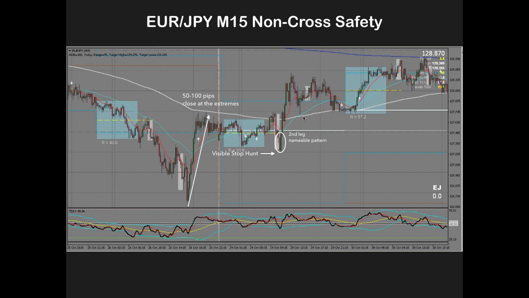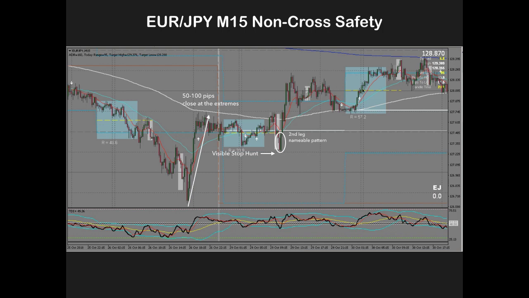Okay, now you'll notice that move causes the 5200 to cross. We did not get that 5200 cross earlier, right? This is an example of a non-cross safety. So the EMAs cross after this safety move. Okay, and then here is where you get the W off the 200. Okay, and then another continuation move up.